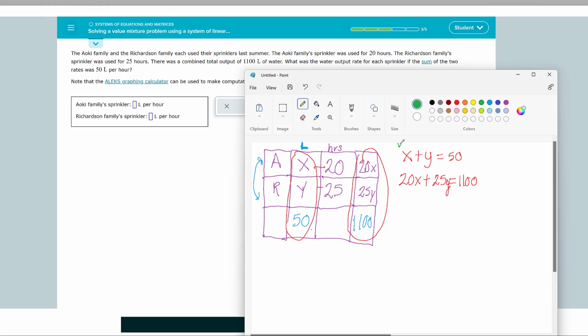Well, I know what I can do. I can multiply by negative 20, and that'll give me negative 20X. Let's do that. So what we're going to do up here is multiply this by negative 20.